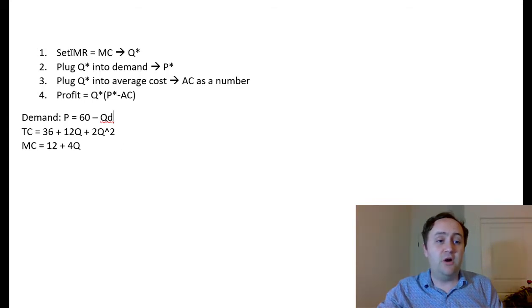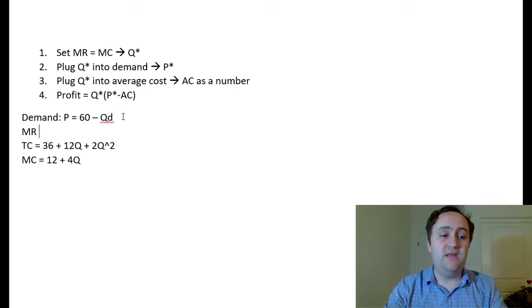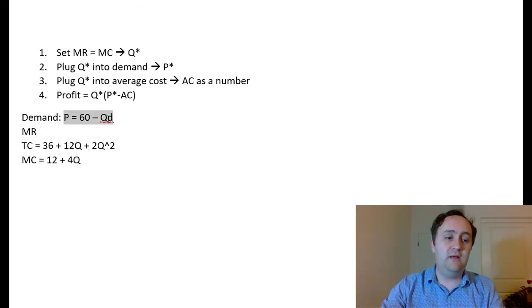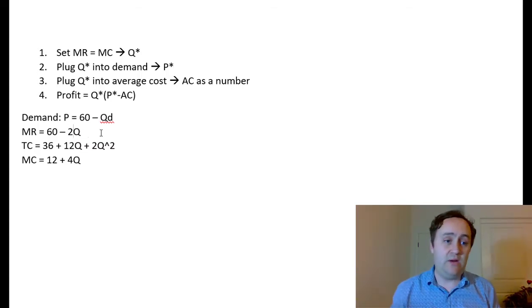The first step is we're going to set marginal cost equal to marginal revenue. I haven't written down marginal revenue here, but as I mentioned, marginal revenue is what you get if you take the demand curve and you just double the slope on Q. So demand is price equals 60 minus Q, then marginal revenue is 60 minus 2Q. There we go. So now we have marginal revenue.